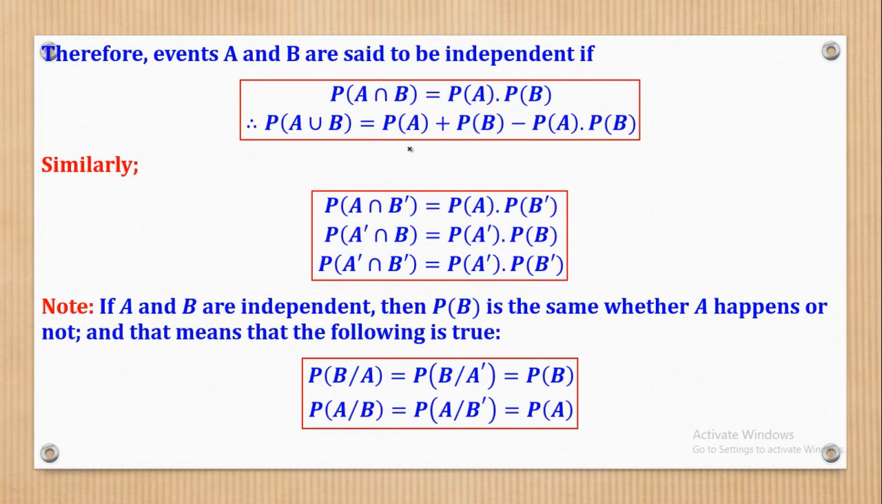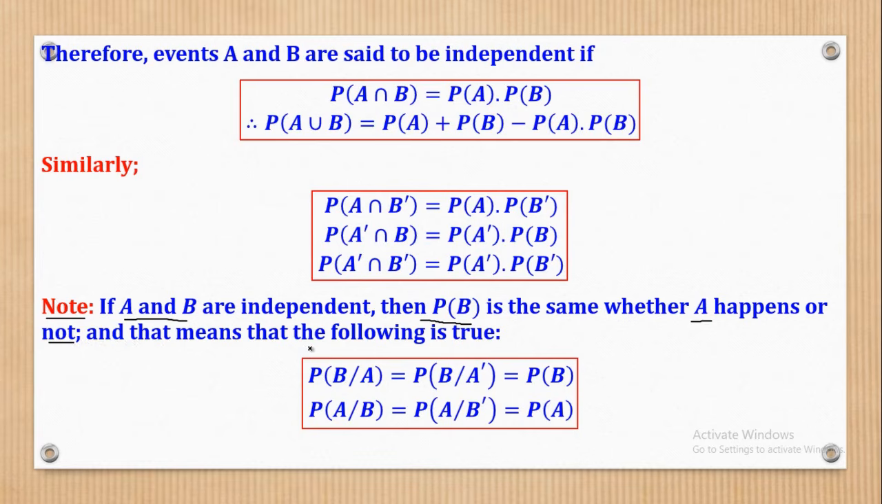So when you put a complement, it still remains the same. If events A and B are independent, it implies that even their complements are independent. Therefore, A intersection B complement will be equal to this product, A complement intersection B will be equal to this product, and this intersection this will be equal to this product. There's something we need to note under independent events: if events A and B are independent, then the probability of B is the same whether A happens or does not happen.